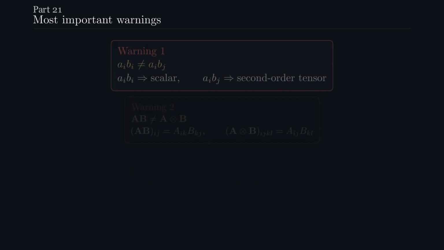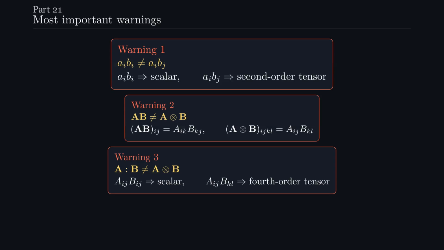There are 3 major warnings. First, a_i b_i is not the same as a_i b_j. Second, matrix multiplication is not the same as a dyadic product. Third, double contraction is not the same as a dyadic product. The difference is always visible in the free and repeated indices.